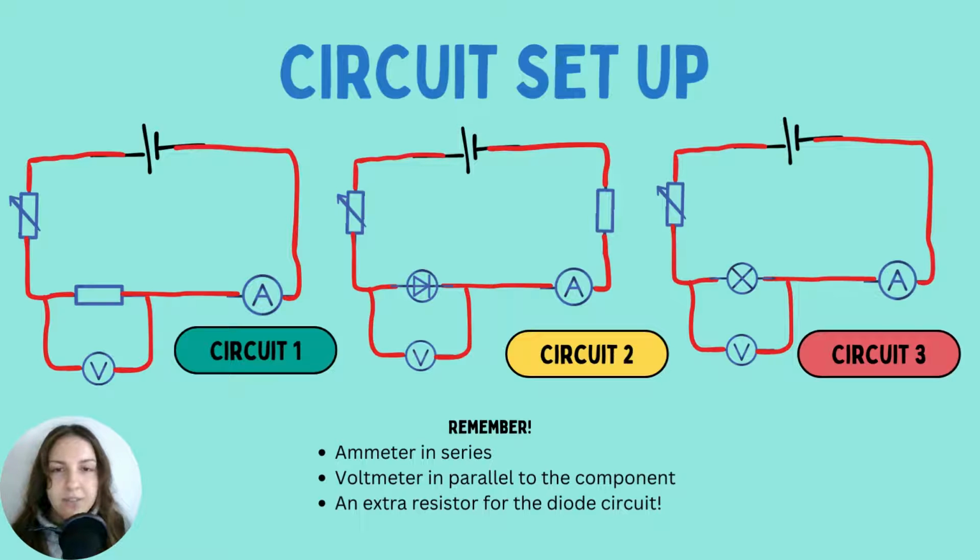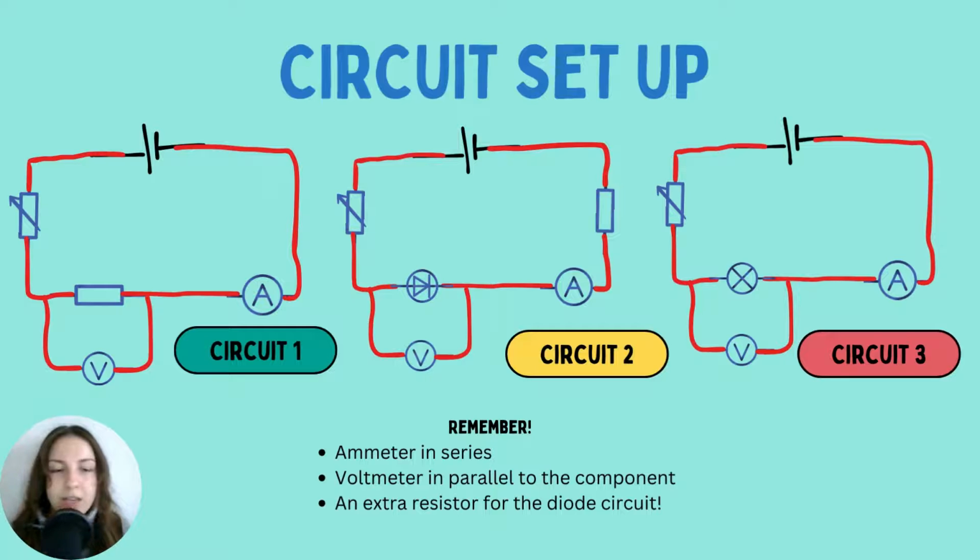Circuit 2, we can see we're investigating the diode, and you can see that the ammeter is in series to it. We've also got the voltmeter in parallel, but we have also added an additional resistor to this circuit, and that is because diodes are very sensitive and we need to ensure the resistance is quite high to ensure that the amount of current and potential difference flowing through doesn't affect the diode too much and we can get an accurate reading there. Circuit 3 as well, you can see that we have our filament lamp connected.